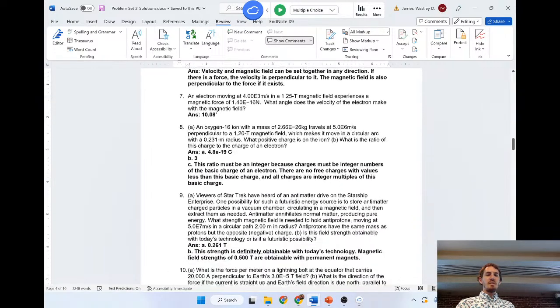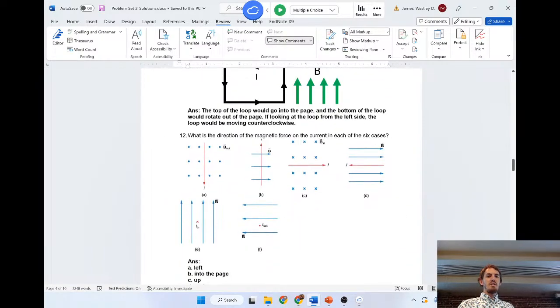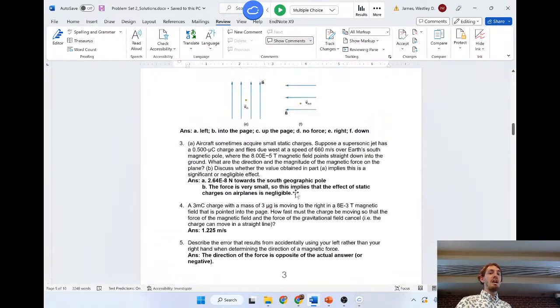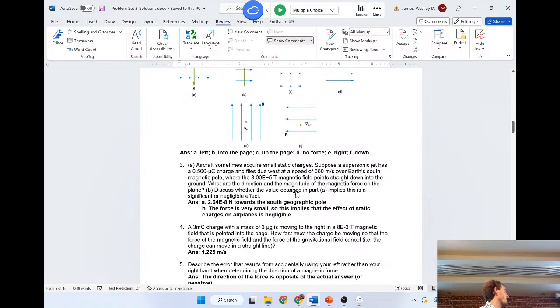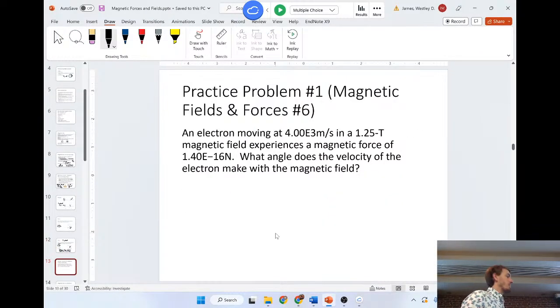Number 6, concepts. And then there is some more math. This one's not going to be as bad as it looks. A lot of these, half the problems are math, half the problems are just finding the direction, because that's how important this is. All right, so it's just math.